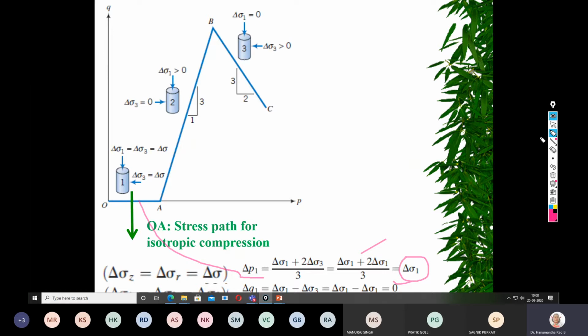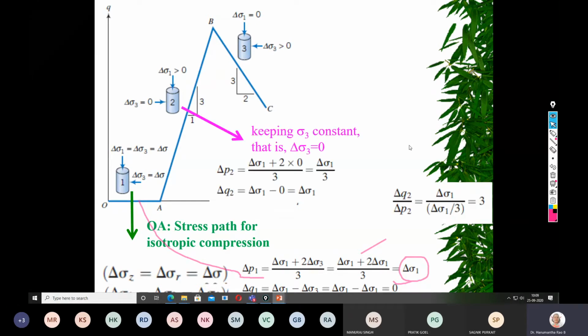So now let us try to increase one of the components of the stress, maybe in the vertical direction or maybe in the horizontal direction, on the same element which has already undergone some amount of stress condition. So this is position 1. Now let us go to position 2. Initially this sample was subjected to the isotropic condition.